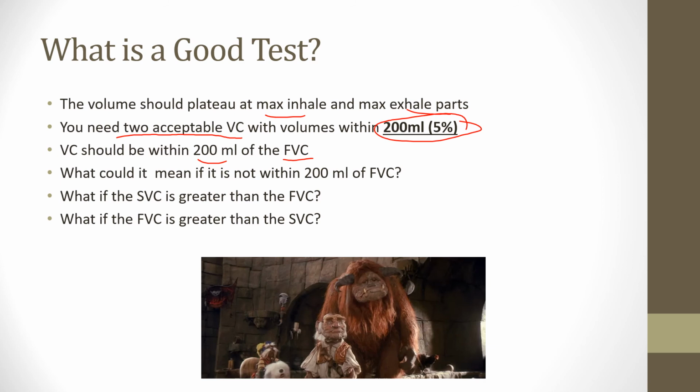Hopefully that makes sense to you, right? What could it mean if it's not within 200 mLs? That's what we just talked about. What if your slow vital capacity is greater than your forced vital capacity? Traditionally, especially if the patient has obstructive disease, this indicates air trapping, right? So I'm just going to write auto PEEP.